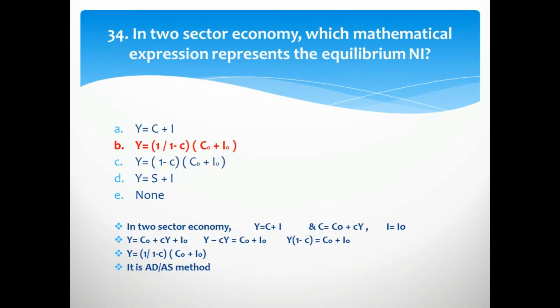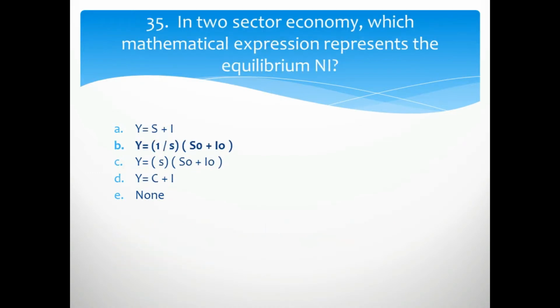The B option. 35th question: in a two-sector economy, which mathematical expression represents the equilibrium national income? It is basically the B option. It is the saving-investment method. We see that the right option is the B one.